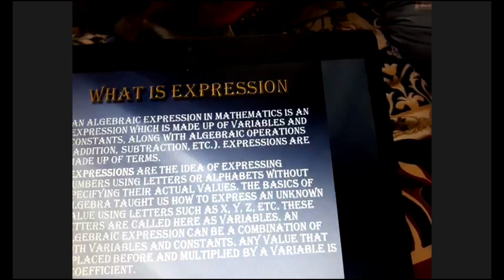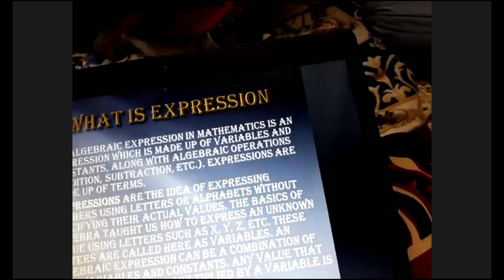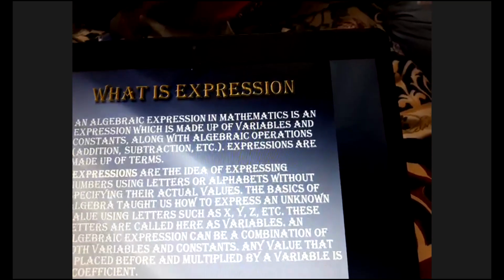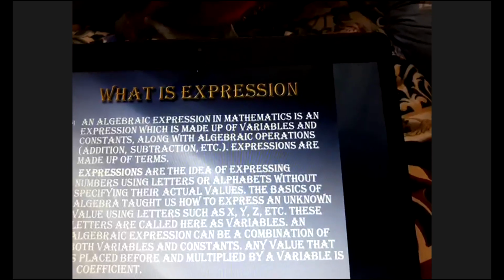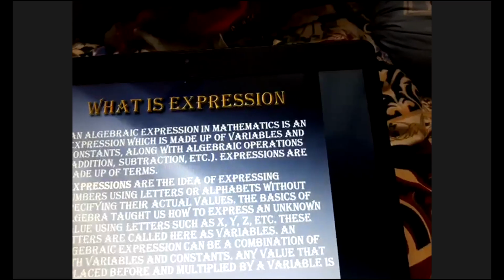What is an expression? An algebraic expression in mathematics is an expression which is made up of variables and constants, along with algebraic operations like addition, subtraction, etc. Expressions are made up of terms. Expressions are the idea of expressing numbers using letters or alphabets without expressing their actual value. The basic idea of algebra is how to express an unknown value using letters such as x, y, z, etc. These letters are called variables, and the numbers are constants. Any number that is placed before and multiplied by a variable is called a coefficient.